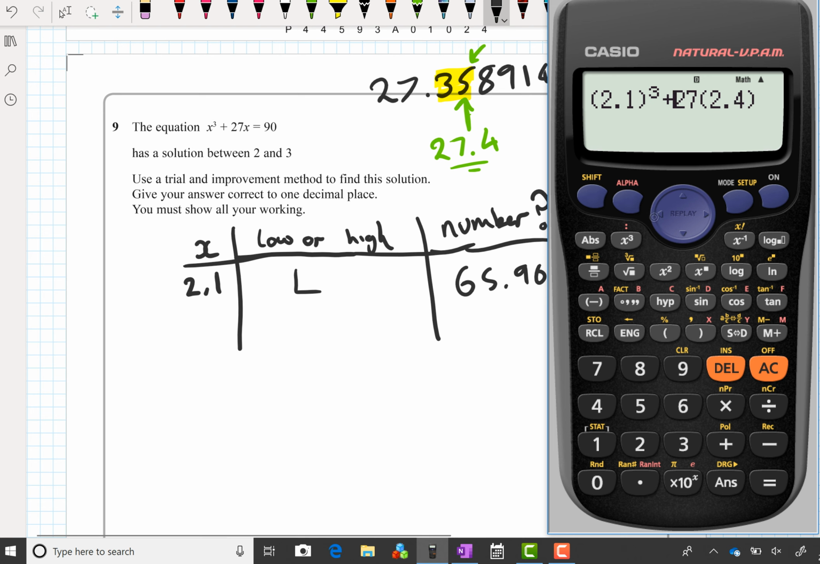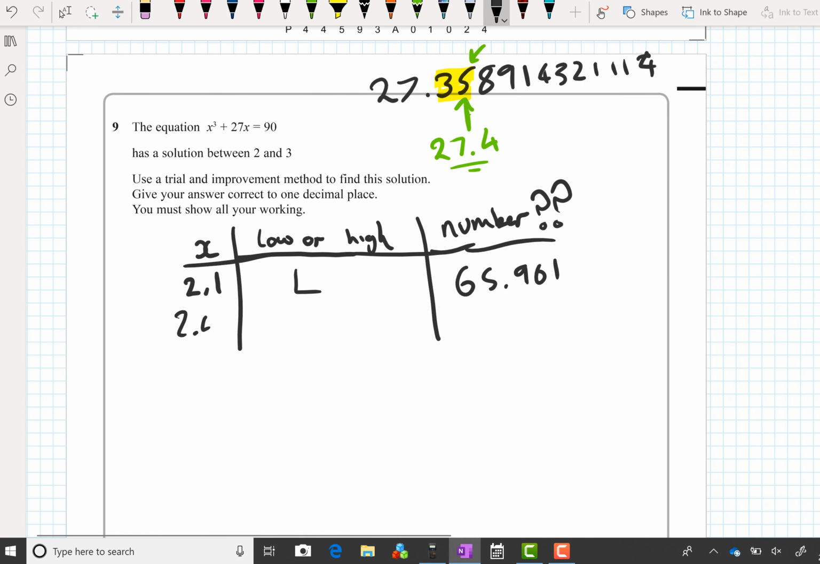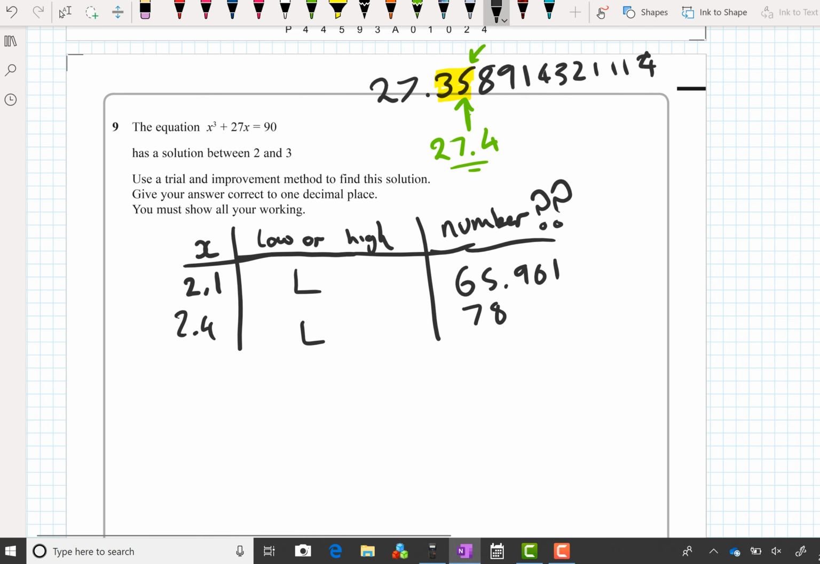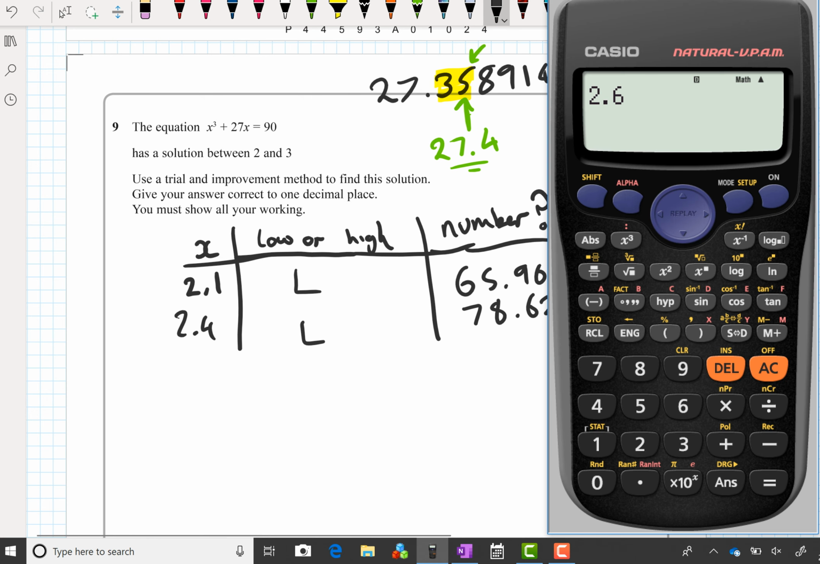2.4. It is still too low. 2.4 is still too low. It's 78.624. I'm going even higher. I'm going for 2.6. Oh, I've just done it again. Answer equals, press back up. Sorry, it's been a long day. 2.6. 87.776.